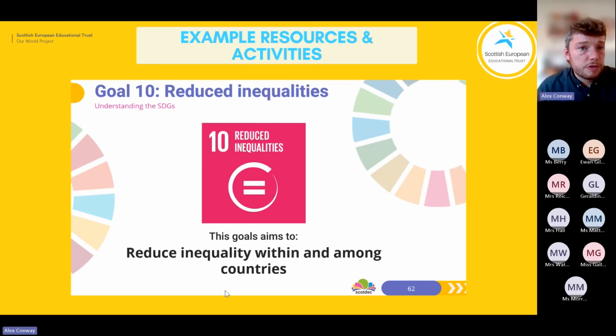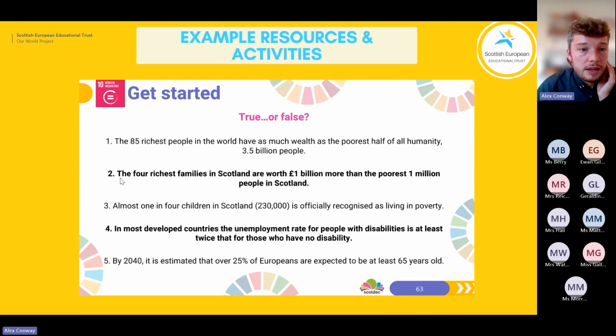So this is one of their examples from the 17 activities for secondary schools. Just taking one that we receive a lot of storyboards based around, reduced inequalities, goal 10. This is their resource relating to that one. They start off by giving you 10 true or false statements, which prompts some discussion in the class, such as the 85 richest people in the world have as much wealth as the poorest half of all humanity, 3.5 billion people. And the pupils say whether they think they're true or false.